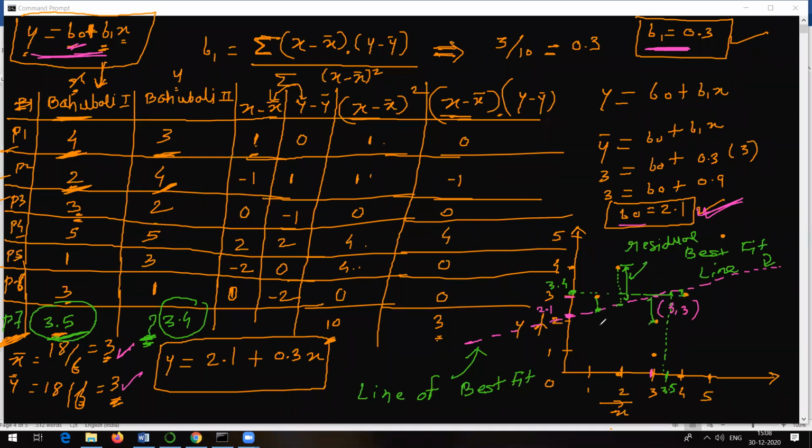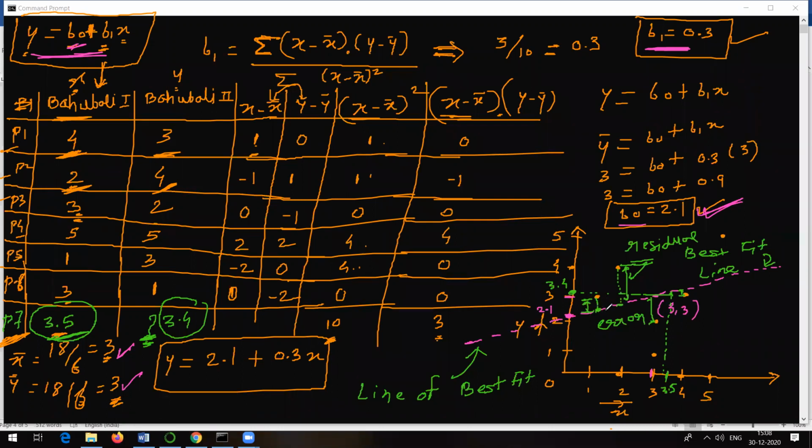This is very, very less. Residual, or it is also called error. Remember this, okay? Residual or error. So our target will be what? Our target will be to minimize this error. This distance should be as minimum as possible.